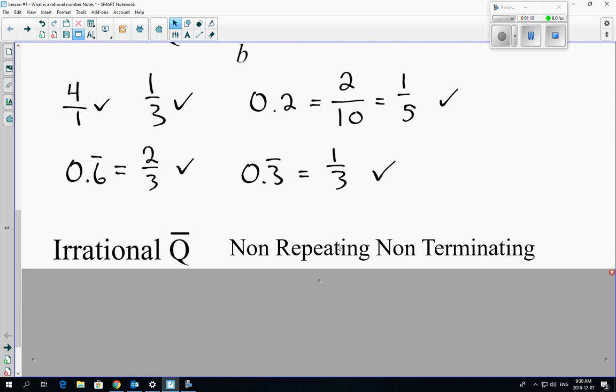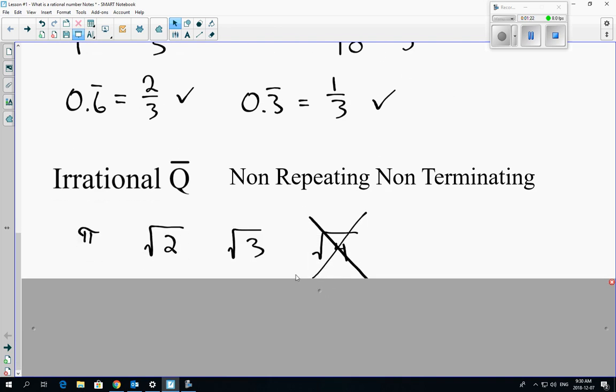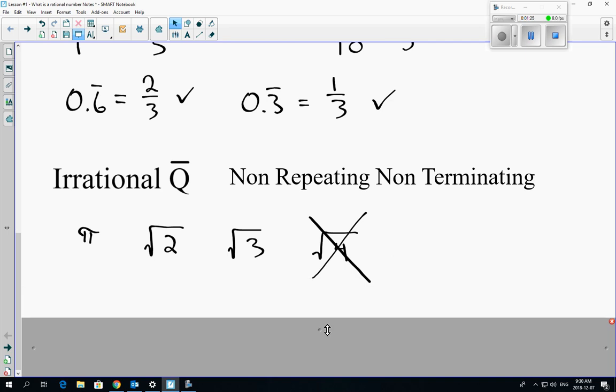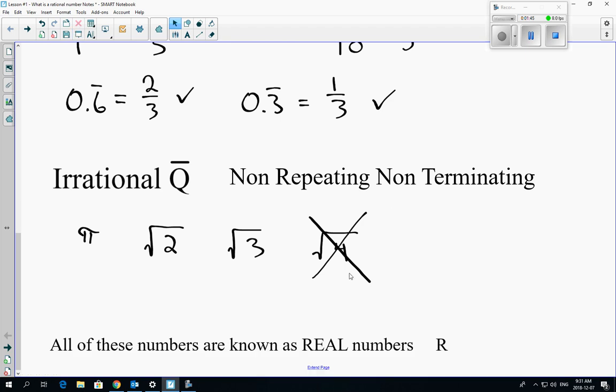Okay. So then the other one is everything that's irrational, and that means non-repeating, non-terminating. So pi, that goes on forever, but there's no repeating at all. Square root of 2 goes on forever, no repeating. Square root of 3. Now, what about the square root of 4? Well, no, that's not irrational because the square root of 4 is 2, which would make it a rational number. Now, all of these together form what's called real numbers. So all of these things, from natural, whole, integer, rational, irrational, are all real numbers.